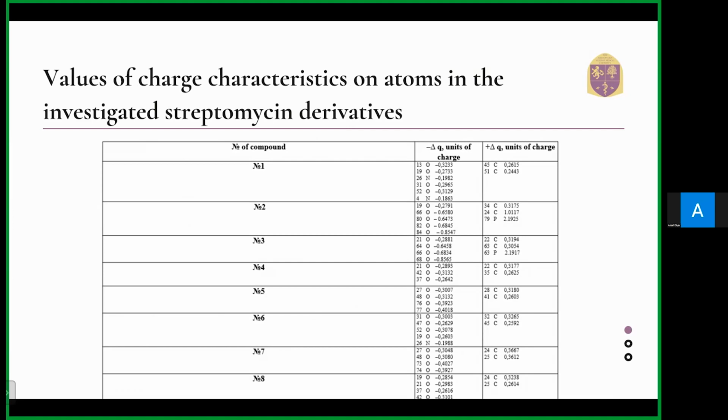So again, I'm going to tell this again. We just used the Gaussian program to calculate the units of charges. The program gives us these units, and from these units we just assume which centers are going to be the centers of electrophilic attack, and which centers are going to be centers of nucleophilic attacks. Thank you.